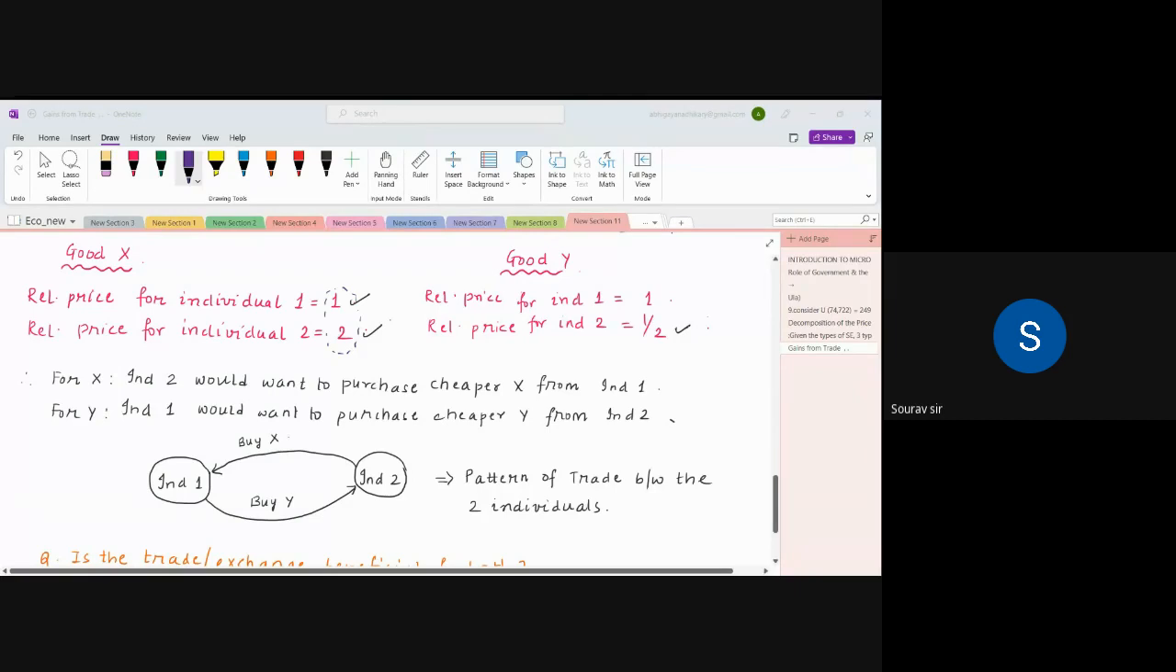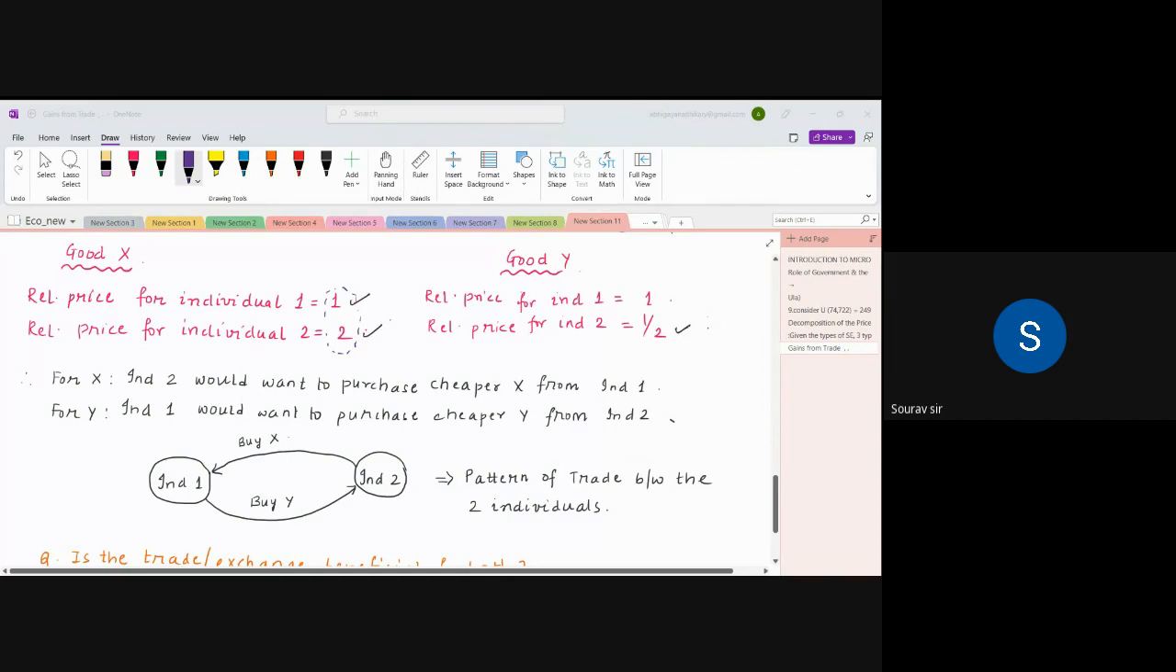So that's the individual, and if we are engaging in trade, then what is the pattern of trade that we are talking about? Any other questions from anyone? Okay, now let me just write this entire thing. Now if all of you have understood this, can someone explain the logic for good y as well, that individual one is purchasing good y from individual two? What is the benefit that he's getting?